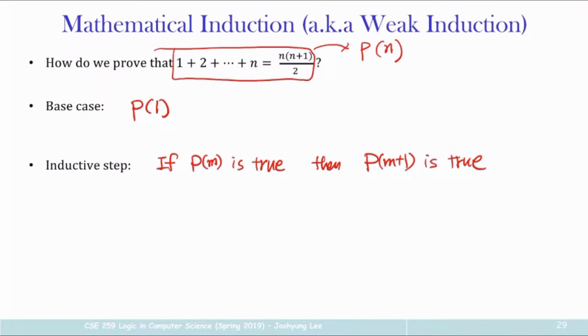So P of 1, is it true? How do we know that? This is actually easy because this is P of n. So what is P of 1? Look at the P of n and look at P of 1. So what does P of 1 mean?